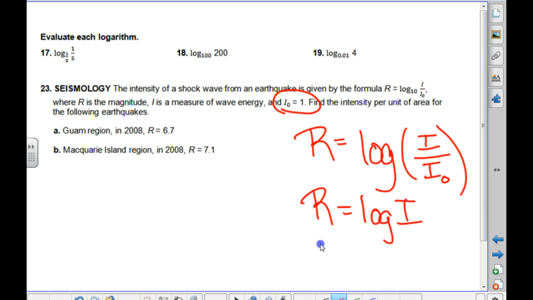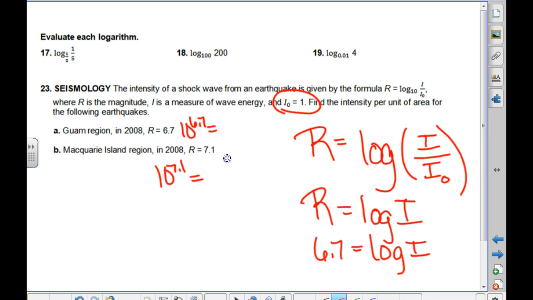And it says when R is 6.7, how can we find the intensity of that? Can you rewrite it? How would you rewrite 6.7? Yep, 10 to the 6.7. And this one's going to be 10 to the 7.1. But you do need to type that in and figure out what it is. It's a big number, both of them.